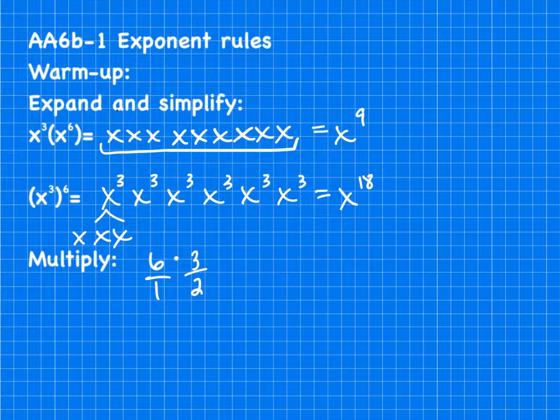So this is essentially 6 over 1. A whole number is anything divided by 1, so we can just leave it like that. So 6 times 3 is 18, 1 times 2 is 2, and then 18 divided by 2 is 9.